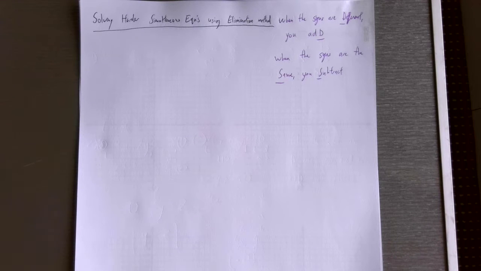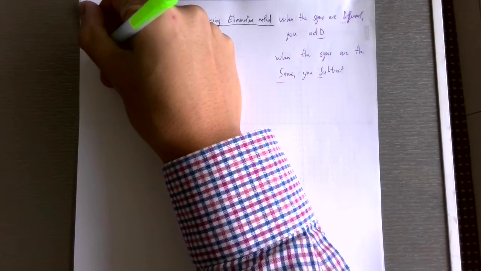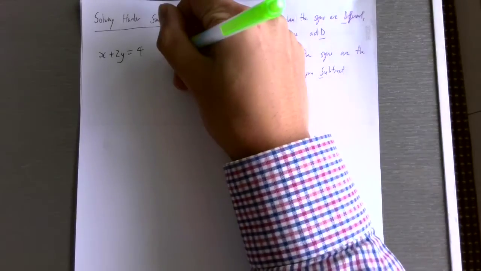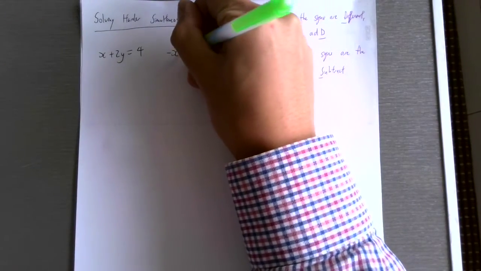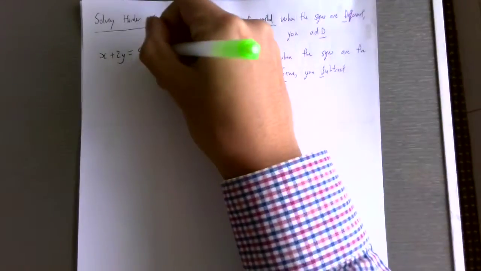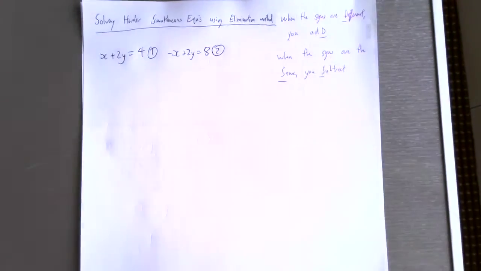So hopefully by now you're a little bit more comfortable in solving simultaneous equations using the elimination method. But what I'm going to do is solve some harder examples. So maybe you'll see some stuff you haven't seen before, and we'll come up with strategies on solving our simultaneous equations. So here we have two equations, equation 1 and equation number 2.